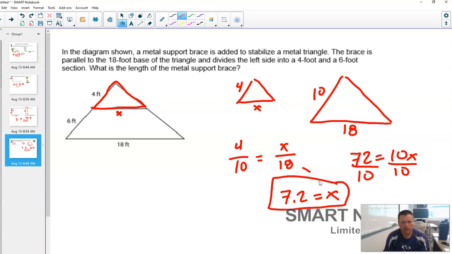And that would be in feet at that point. So 7.2 feet would be that brace that I'm going to have to put in there. So I know that I've got to buy that much material to be able to support that. So that's what we're looking at here, guys. It should just be that you're trying to use this idea of similarity to find distances and lengths.